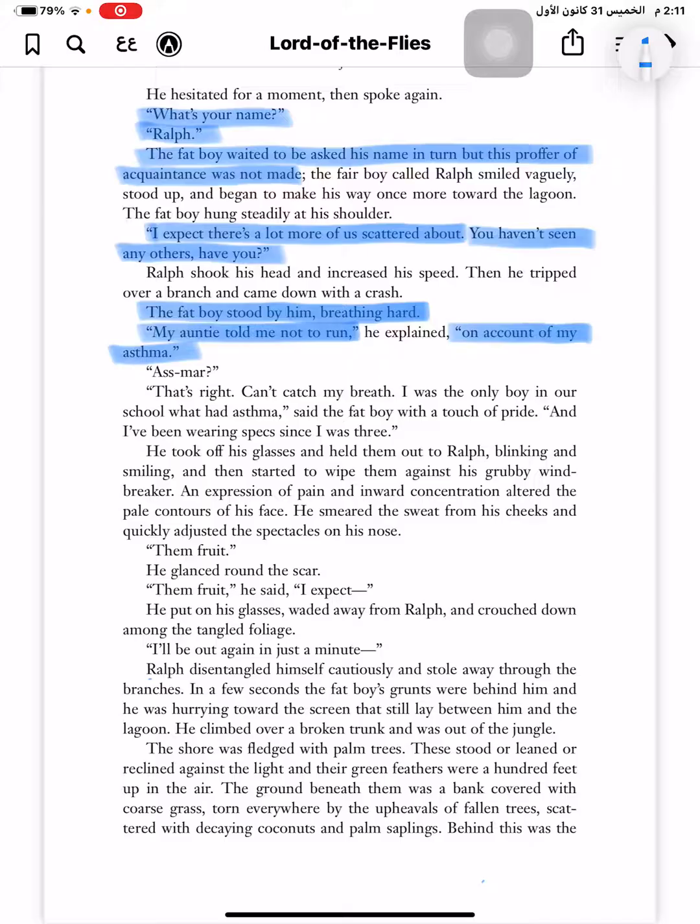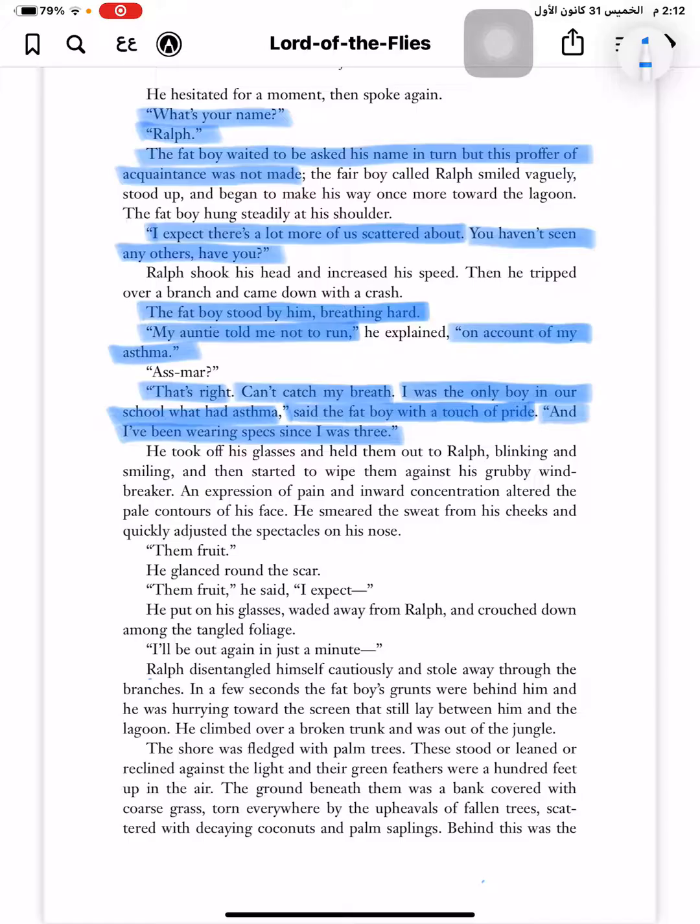So the second boy keeps explaining his physical condition to the first boy, Ralph, to make him understand the hardship of running after him and his short-sightedness. When he said, "That's right, can't catch my breath. I was the only boy in my school what had asthma," said the fat boy with a touch of pride. "And I've been wearing specs since I was 3." So this is the physical shortcoming that the second boy is suffering from.